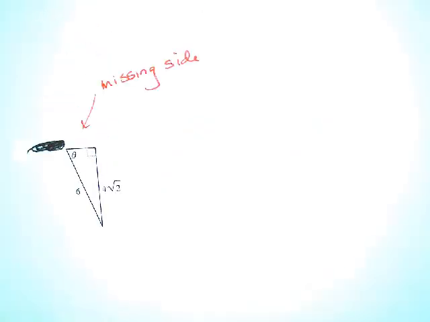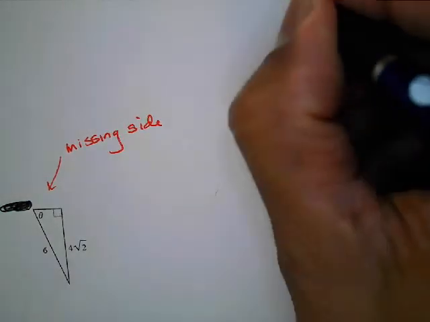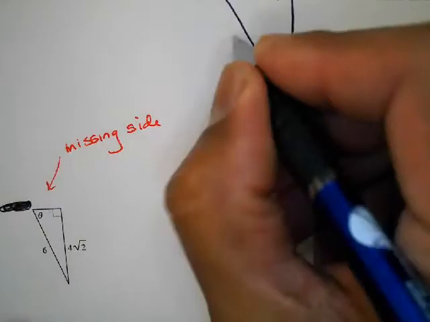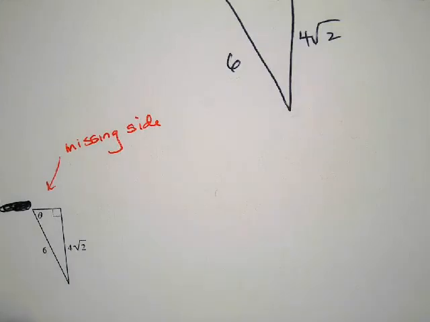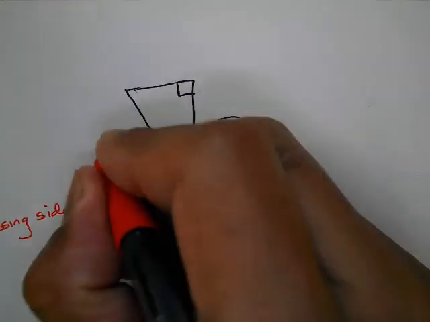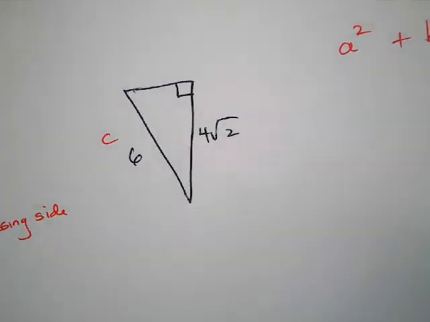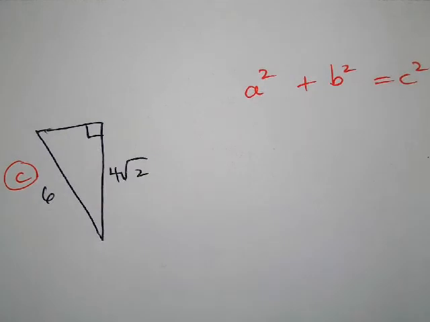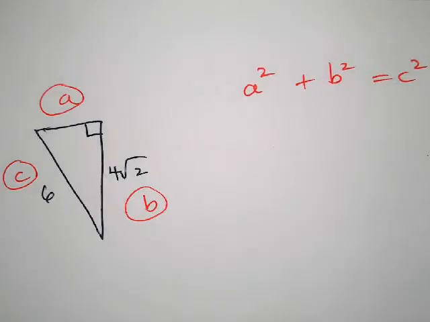All right. Okay, so let me do the work over here. Here's the right angle, so that's 6, 4 root 2. I'm gonna find that missing side up here. So this is the C side, right? For Pythagorean theorem, it's a squared plus b squared equals c squared. So that makes this the C side. And again, this one can be A and this one can be B. It doesn't matter. But this one has to be C.